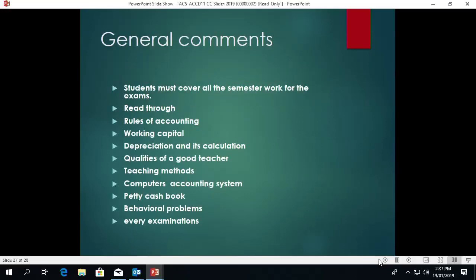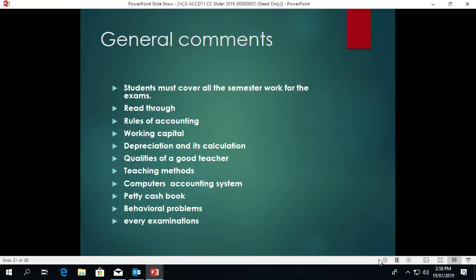And then the general comments. I want you to cover the syllabus. You are provided with the syllabus when you register. So cover all the information that is given in the syllabus. Read through the rules of accounting. Assets, you must know where it increases, where it decreases. The same applies with owner's equity, liabilities. You need to know how to calculate the working capital. You need to know the formula. I want you to know these formulas by heart.